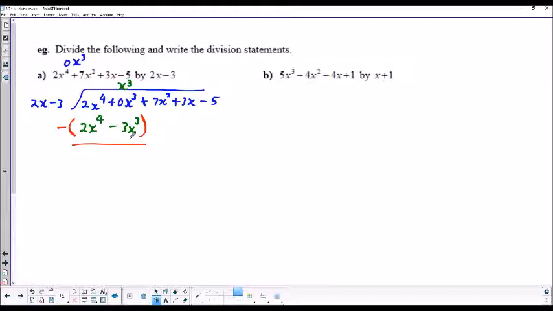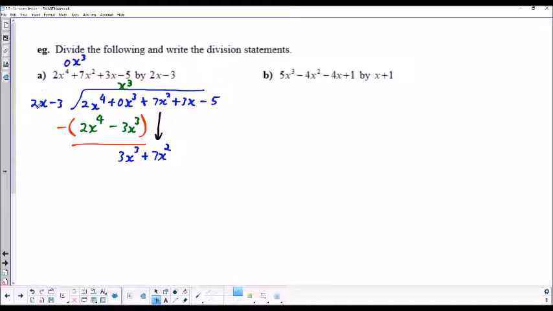Okay, once I've done that, now I can go ahead and subtract 2x to the power 4 minus 2x to the power 4. We get 0. 0x cubed minus negative 3x cubed. So we got the like terms, so we can do this. So 0x cubed plus 3x cubed, we got 3x cubed. Now I can bring down the 7x squared, and we've got that descending power of x, so that'll help us continue the division.